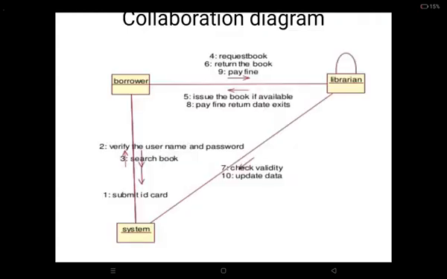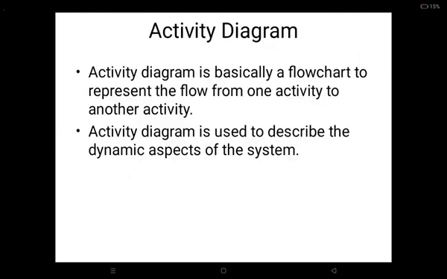Next, this is an example of a collaboration diagram. The collaboration diagram uses the network graph format. The objects can be placed anywhere. See, the borrower, librarian, and system. A collaboration diagram is mainly used to show objects and their relationships. What is the relationship between the borrower object and the librarian? What is the relationship between system and librarian? It shows the relationship between objects. The other name for collaboration diagram is the communication diagram.